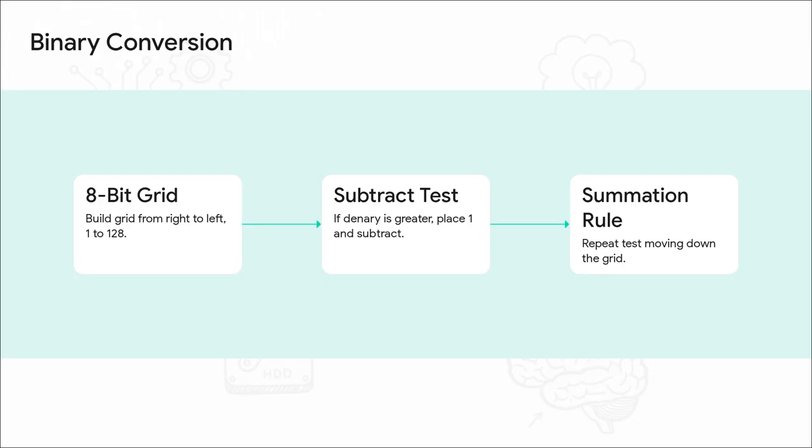Then step 3, the summation rule. You just repeat this test, moving right down the grid. Do that, and you'll reliably convert 155 into 1001111. Oh, and here is a golden exam strategy for you. Always, always show your working. Even if your final bit is somehow off, having that beautifully drawn grid secures your method marks for sure.